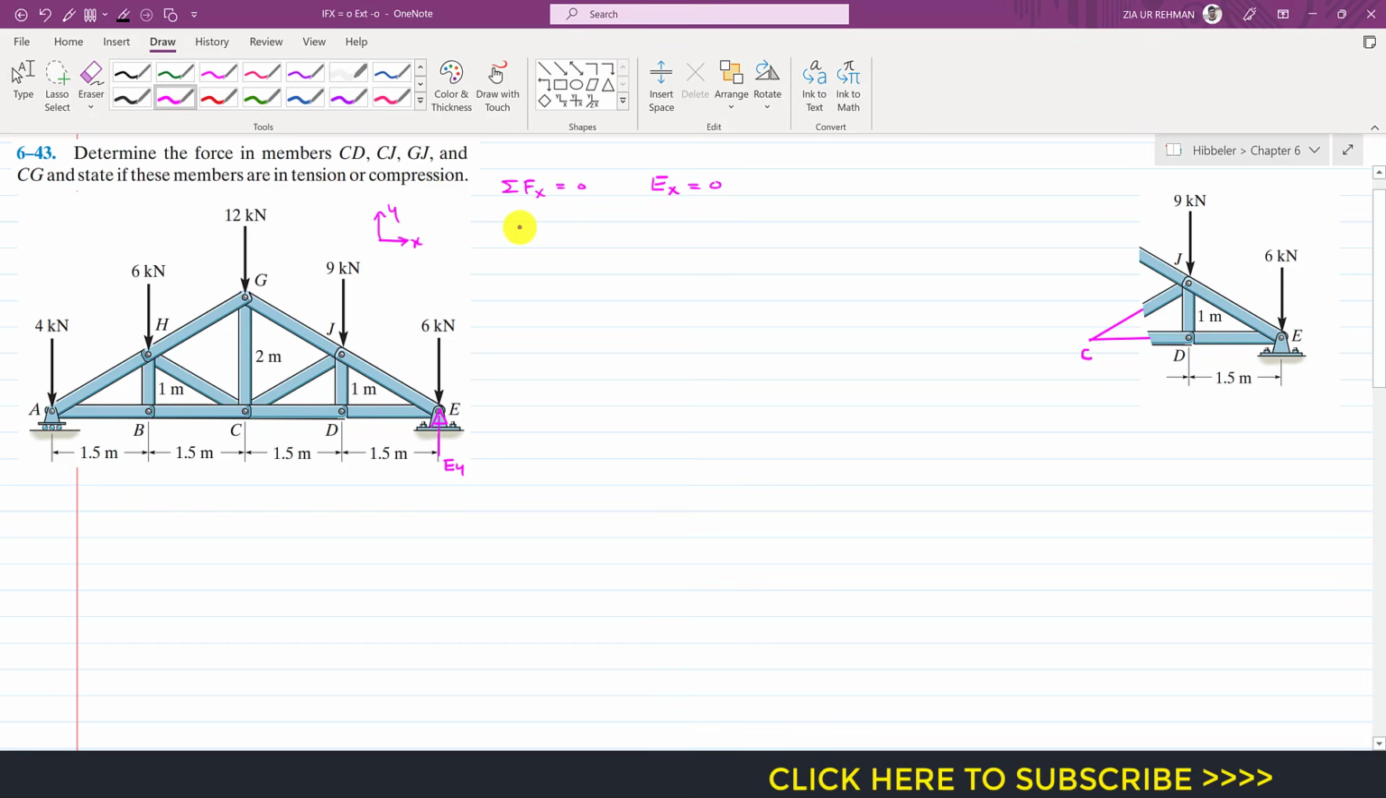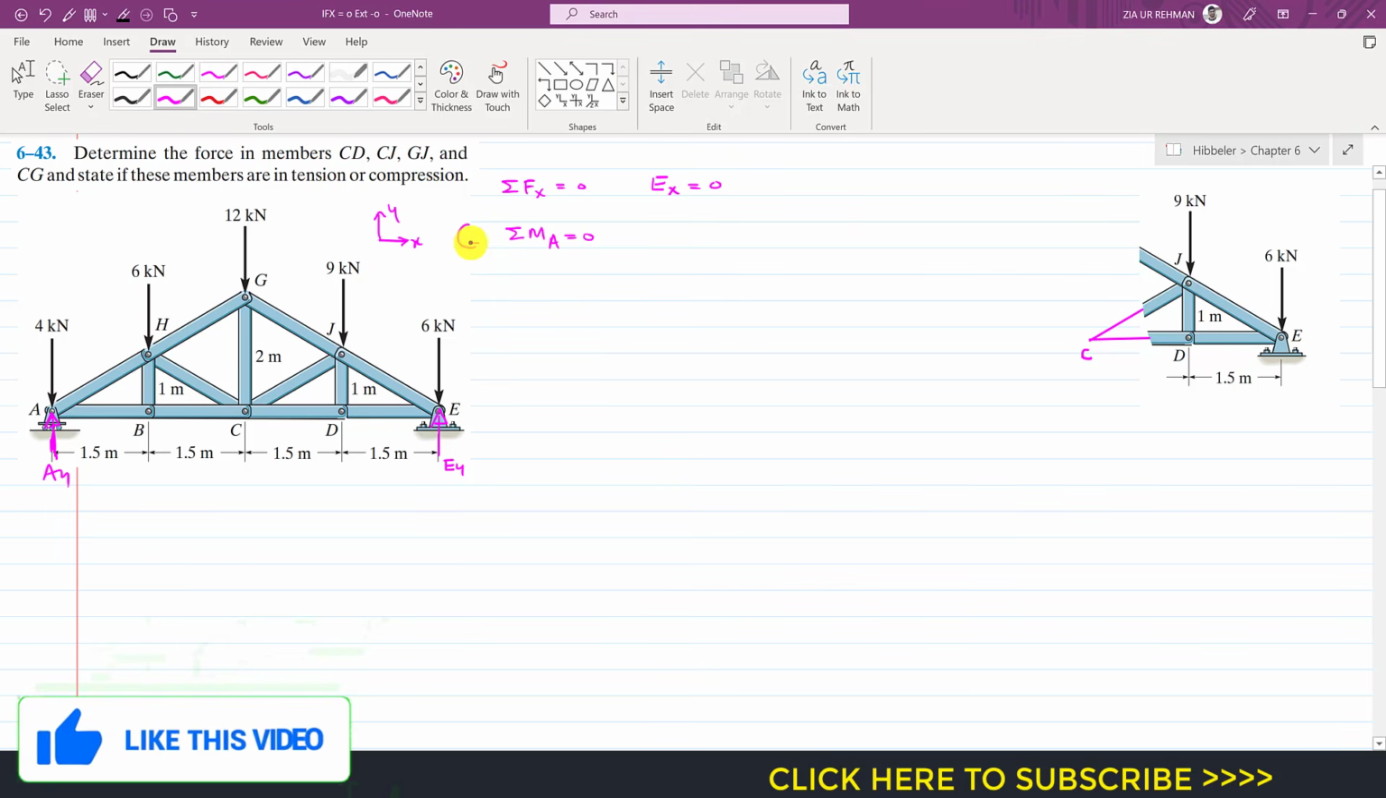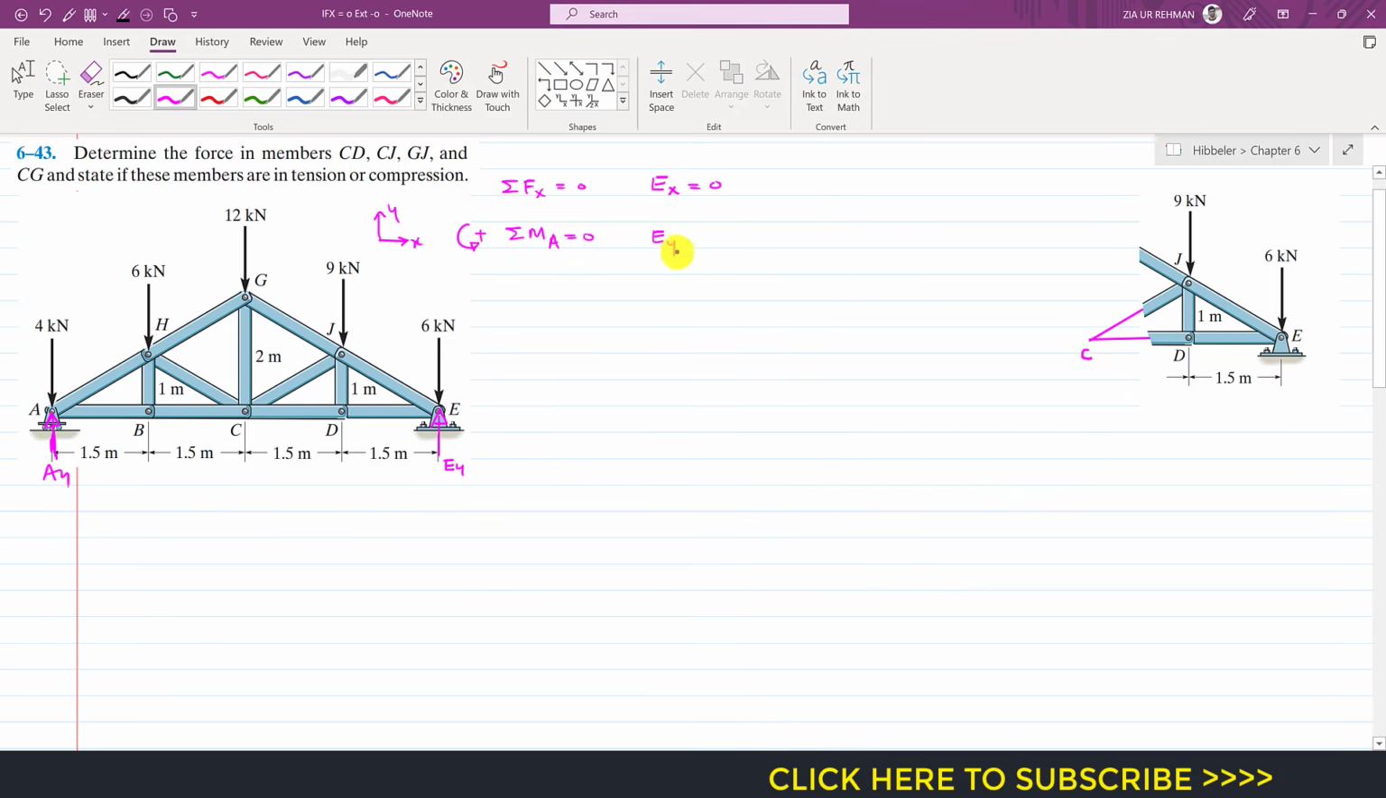Similarly, if I apply the summation of moment about point A equals 0, the support reaction will not come into our equation, right? So this is, let's say, Ay. As we can see, this Ey is producing the counterclockwise moment about point A. If we assume that the counterclockwise moment is positive, then its perpendicular distance from point A is 1.5 times 4. So this comes out to be 6 meters, right? So we will multiply it with 6.